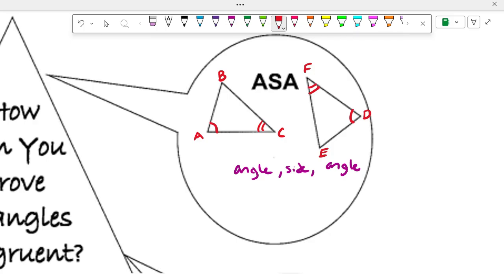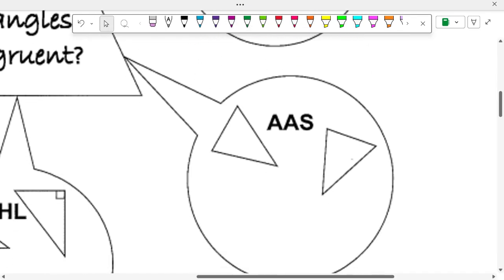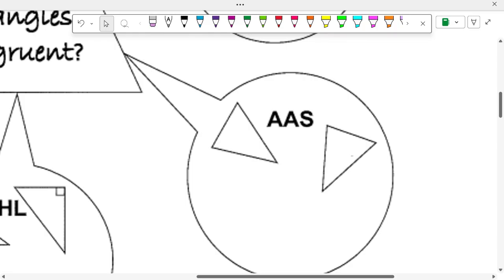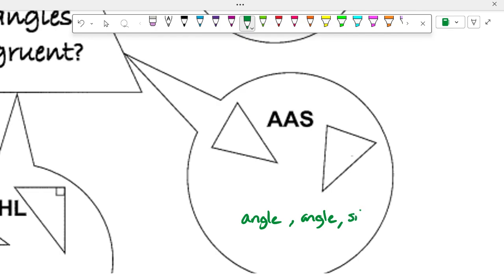This would be angle, side, angle if the side that's in between those two congruent angles is congruent. So in other words, it's the side that both angles touch. If that side is congruent, then it's angle, side, angle. So if both angles touch that congruent side, it's angle, side, angle. If it doesn't, it's probably our next one, which is what? AAS. Angle, angle, side.